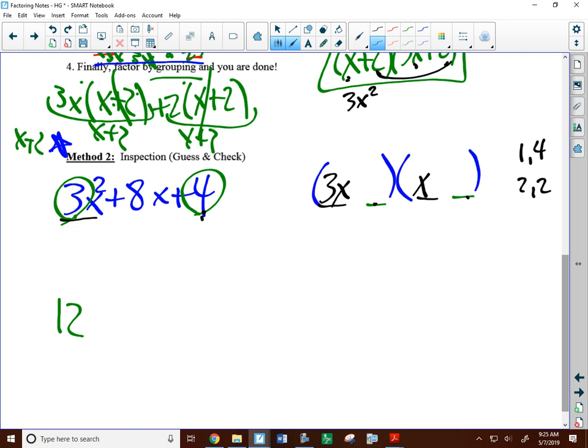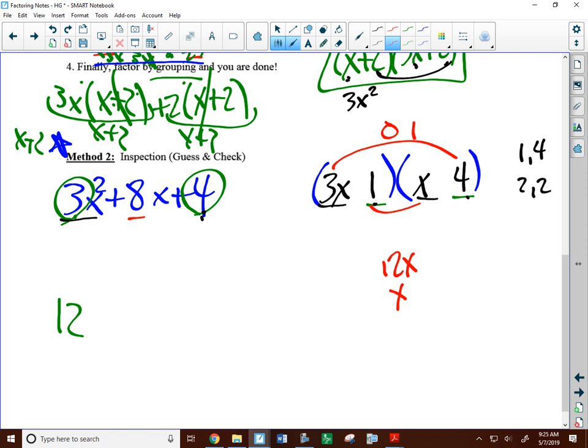Let's say I didn't know it was 2 and 2, so here's what I do. I threw on 1 and 4. And then you do the O and the I in FOIL, the outside and the inside. And watch what I get. 3x and 4x is 12x. 1 times x is x. That would combine to get 13x, which is not 8. And that tells me I didn't do it correctly.